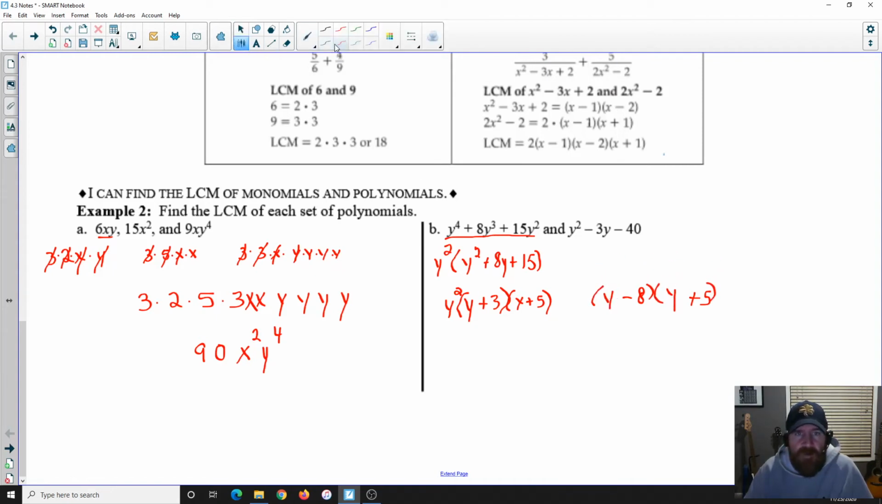So now what we're doing is we're looking, what do they have in common? They have a y plus 5 in common, so we go ahead and write that one time down here. And then we're going to write everything else that shows up in each one. So we have a y squared that shows up over here. We have a y plus 3. And we have a y minus 8.